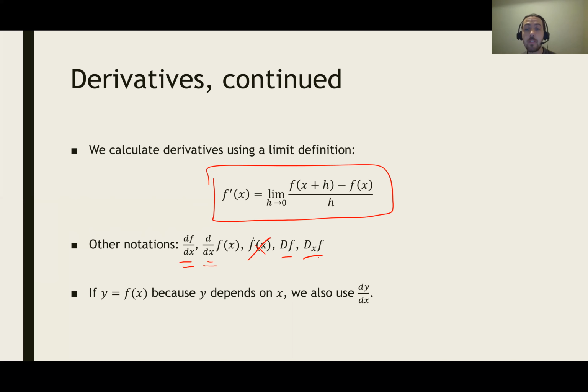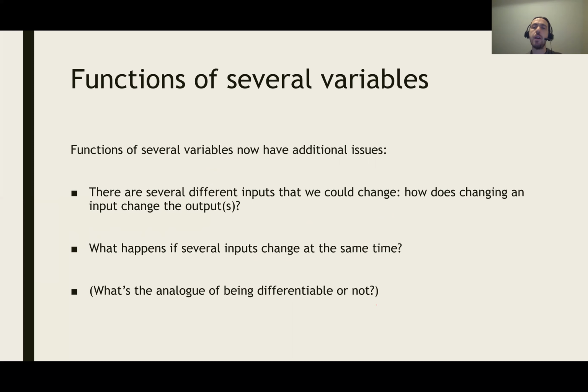Now, for functions of several variables, we have more things that we're going to have to keep in mind when we do these types of manipulations. We have a bunch of different outputs and a bunch of different inputs. And so when we change the input, like we do with a function of a single variable, we could change the input in a bunch of different ways. And so we'd like to know, how does that affect our notion of a derivative? What is changing this input in this way due to the output? What is changing this input in this way due to the output? And what happens if we change a bunch of them at the same time?